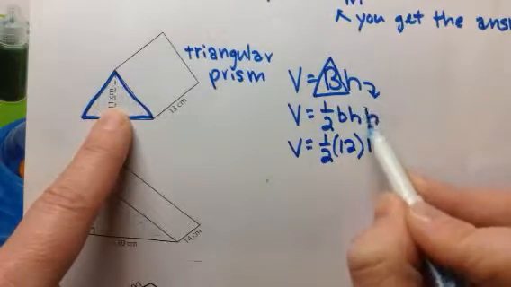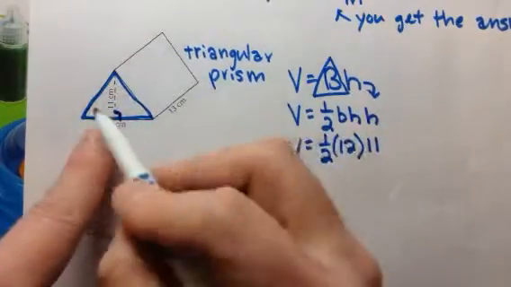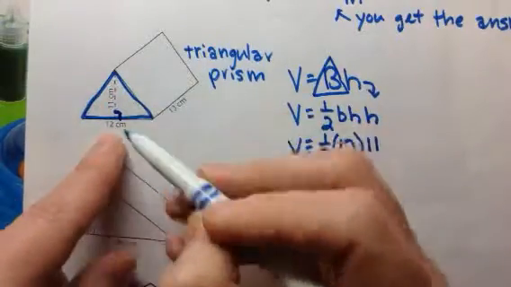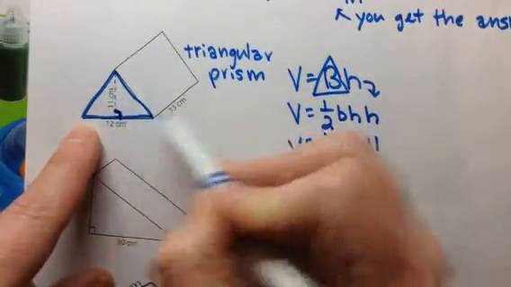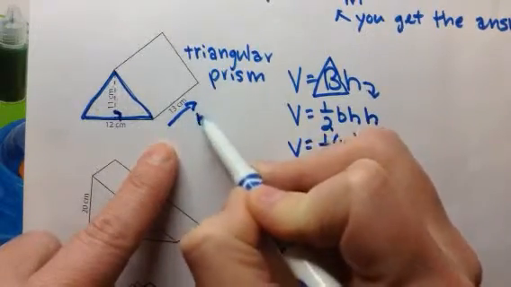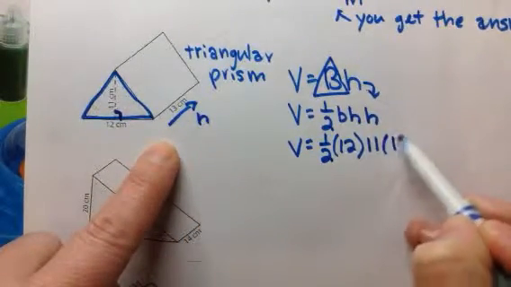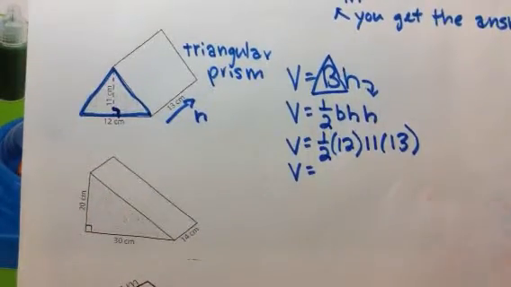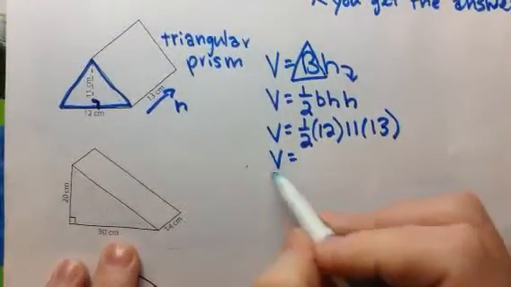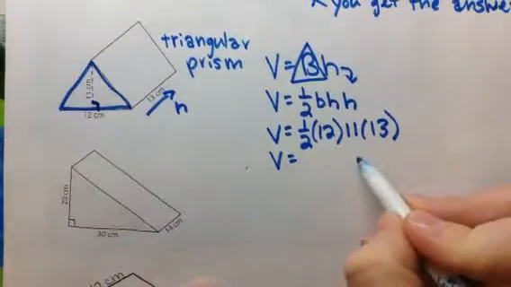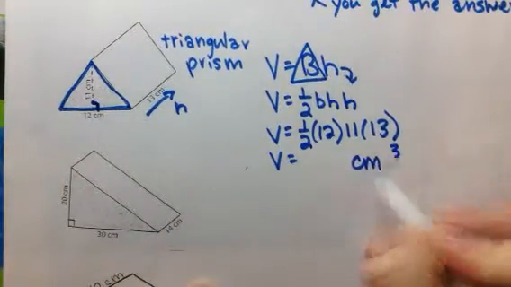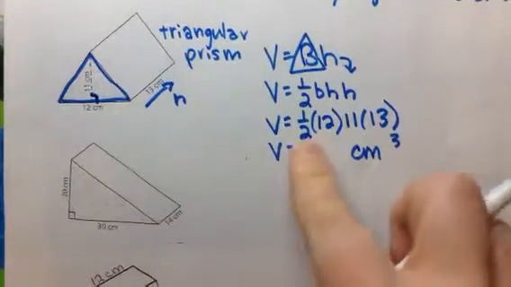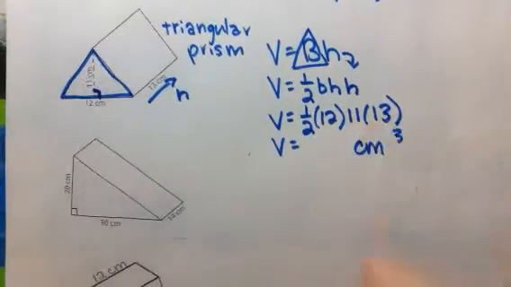Now I have to multiply it by the height of the prism. So if this triangular prism was kind of turned, flipped up, and it was sitting on the triangle, this would be its height. So I had to multiply it by 13. Okay, this still looks like it's going to work out to be a whole number, so you don't have to worry about rounding. Put your units at the back. You fill in this answer. 1/2 times 12 times 11 times 13.